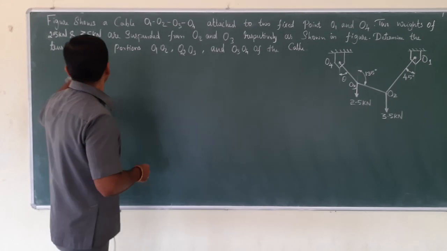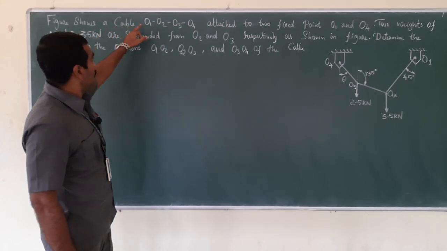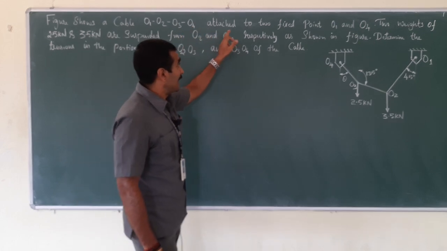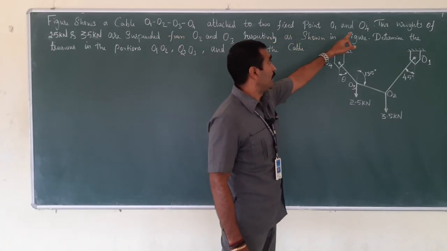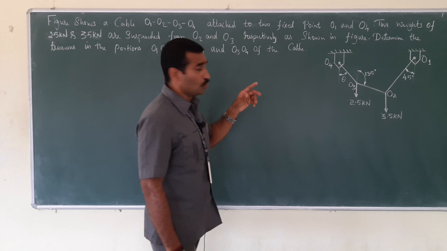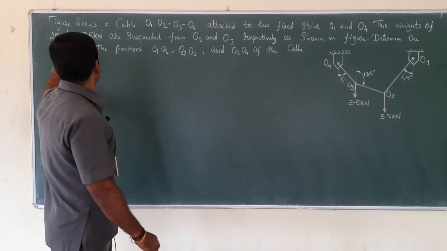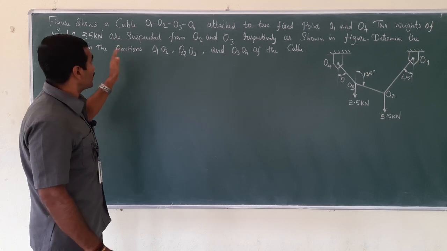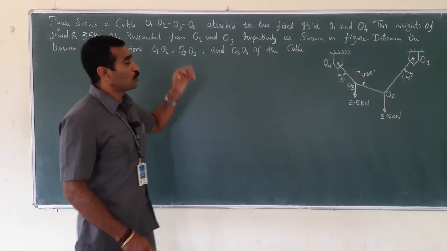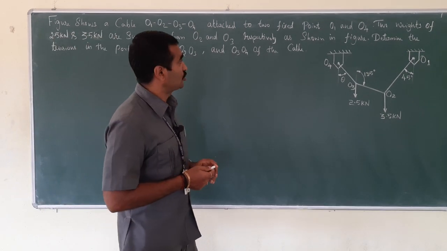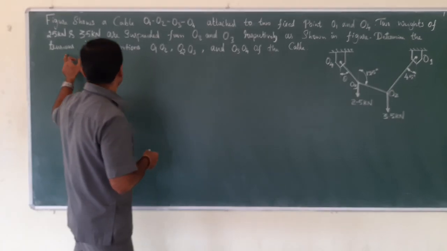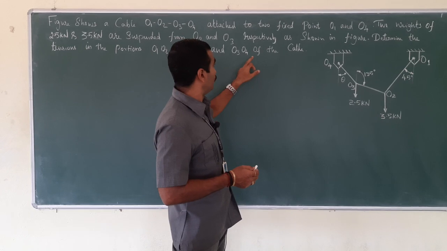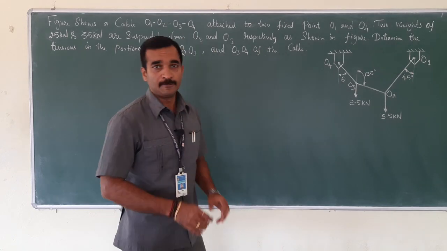Figure shows a cable O1, O2, O3, O4 attached to two fixed points O1 and O4. Two weights of 2.5 kilonewton and 3.5 kilonewton are suspended from O2 and O3 respectively as shown in figure. Determine the tensions in the portions O1O2, O2O3 and O3O4 of the cable.